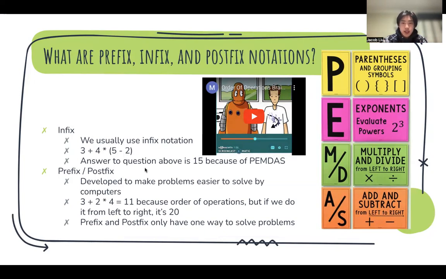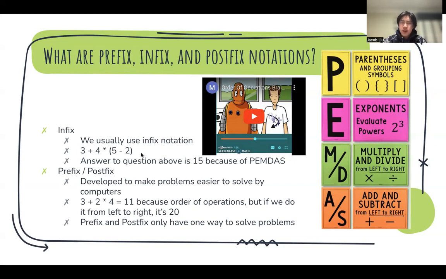So the answer to this is 15 because of the order of operations, sometimes known as PEMDAS, or please excuse my dear Aunt Sally. First, you do things in the parentheses, then you do exponents, then you multiply and divide from left to right, then you add and subtract from left to right. That's the order of operations.